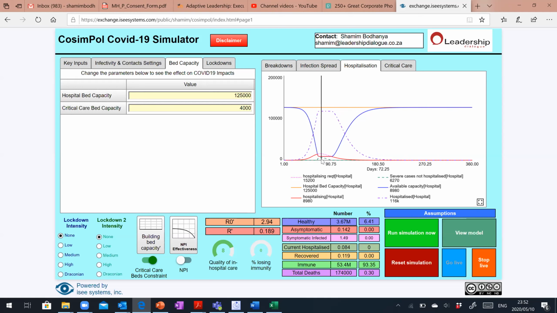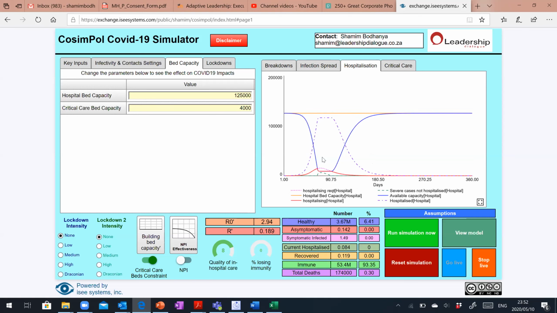So it's this little green curve here, and you'll see that on day 69, severe cases not hospitalized is 6,290 odd. Remember, that's a daily requirement. So if you look at the area under the green curve, that's essentially a big contributor to the number of deaths as the epidemic runs its course.